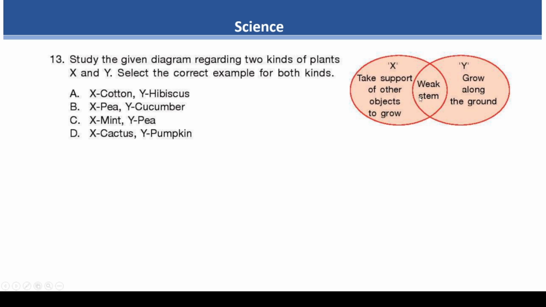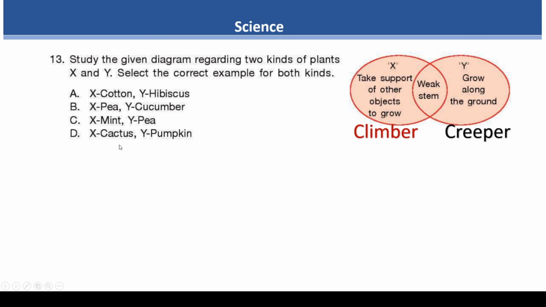Well, were you able to identify what are X and Y? Let's look together. X, that takes support of other objects to grow, is called a climber, and Y, which grows along the ground or creeps on the ground, are called creepers. So these are the two plant types and both have weak stem. Now let's look at our options.